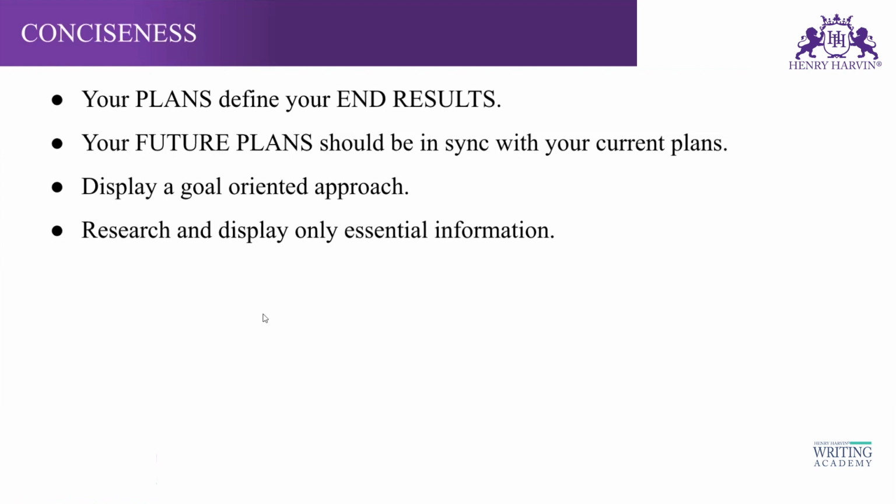Now display a goal-oriented approach that we all know. Whatever is the purpose, you have to write your article in that way only. For example, if you are writing a proposal highlighting the problems, then your entire thing should be related to the problem and the solution. So goal oriented approach. Okay, and research and display only essential information. That means related to the objective.